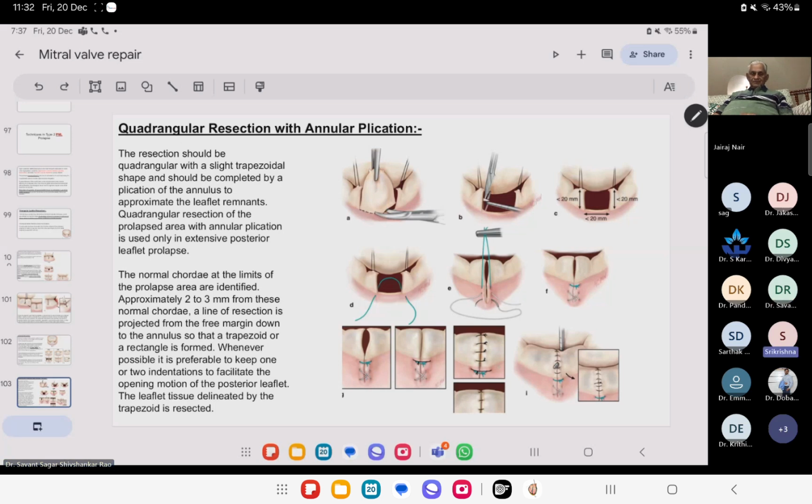And any remaining defects should be closed with 5O proline sutures.